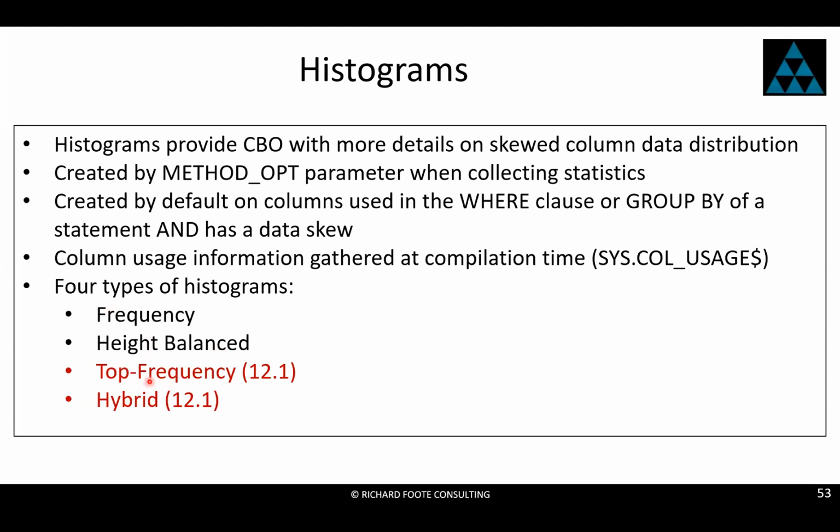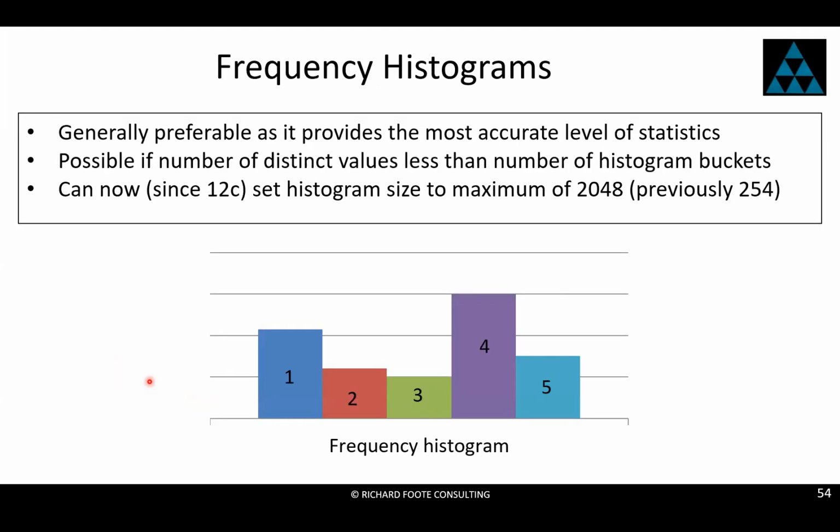Now, I want to go through each of them very quickly because you need to understand not only that you may or may not have a histogram, but what type of histogram is being used, because that can also determine some of its calculations, which can maybe cause problems as well. So very quickly, frequency histograms. I describe them as the most preferable because you're going to get the most accurate data out of this.